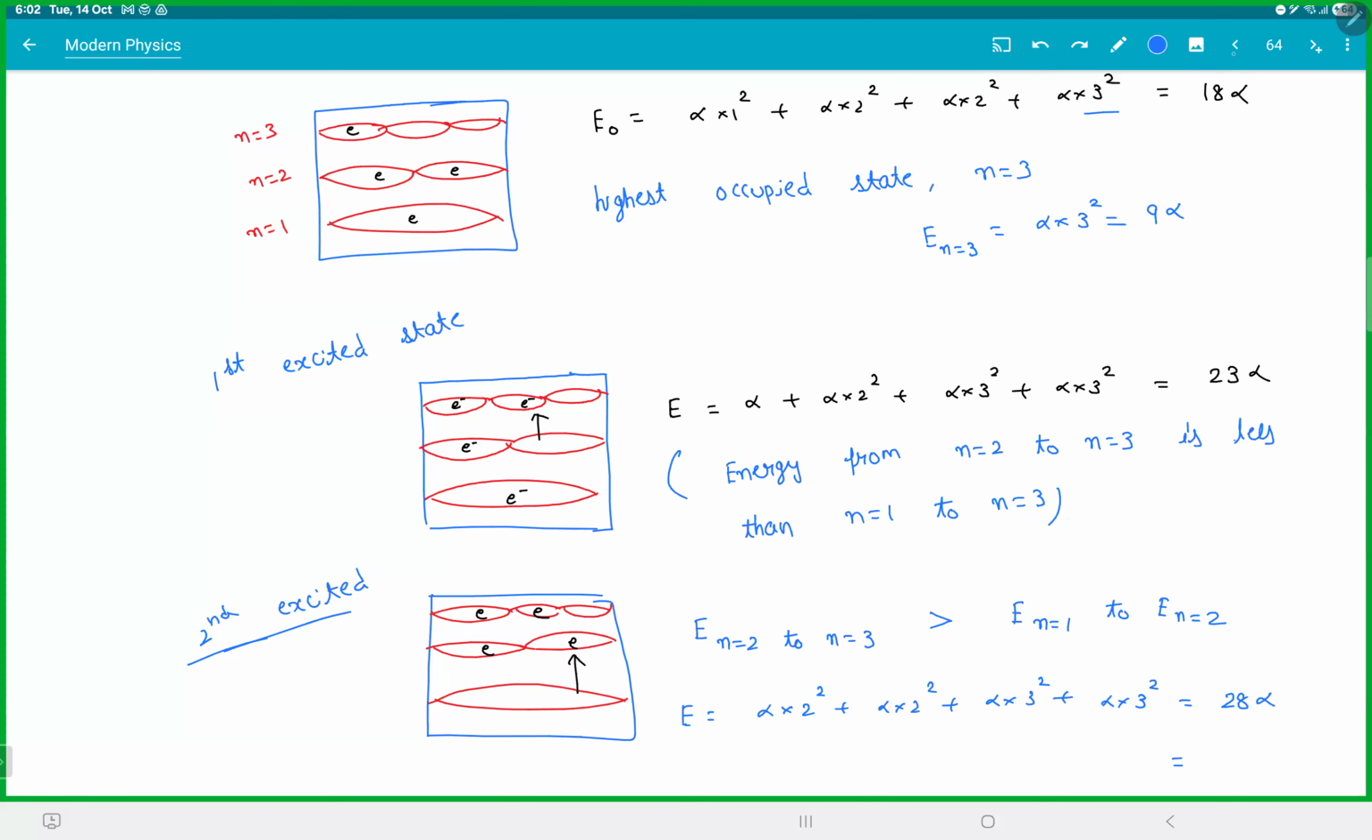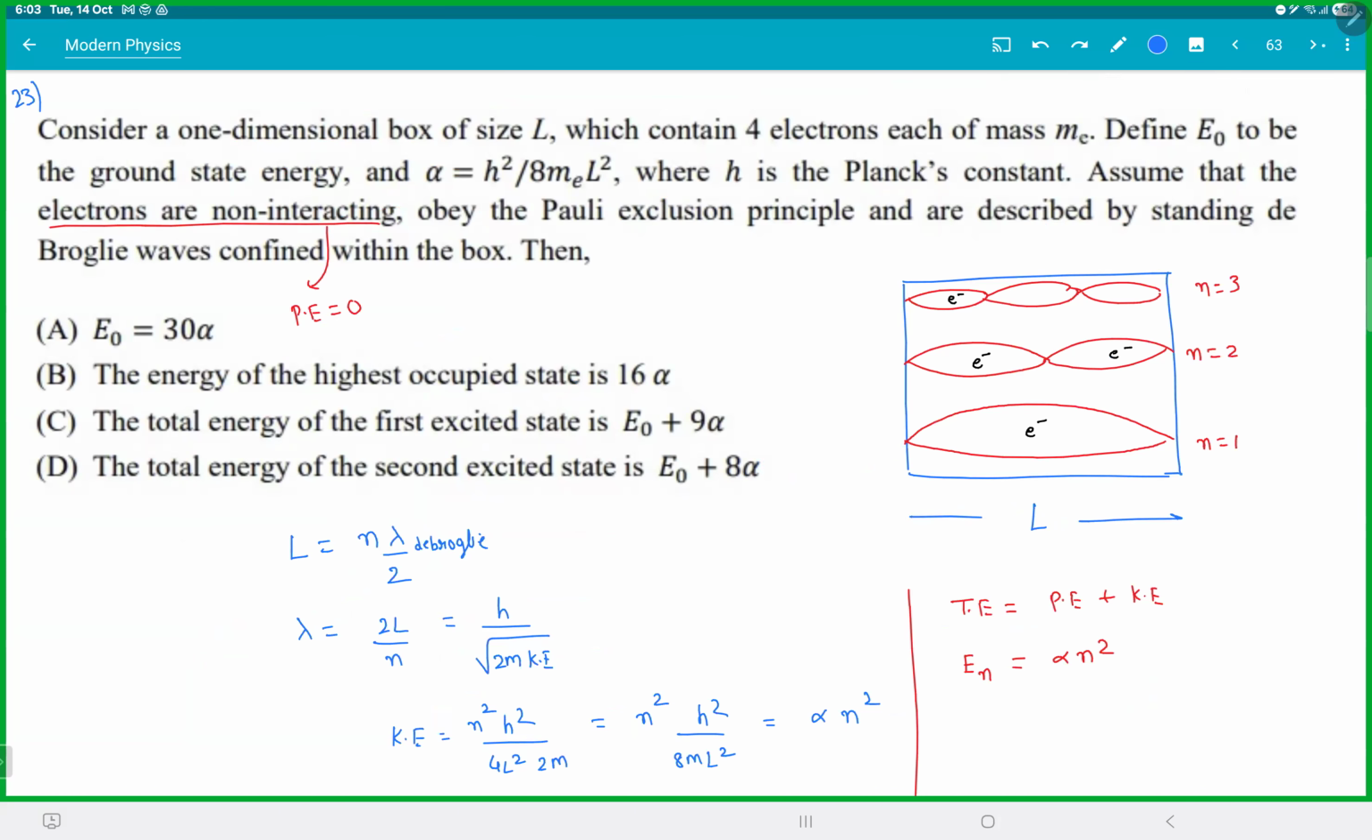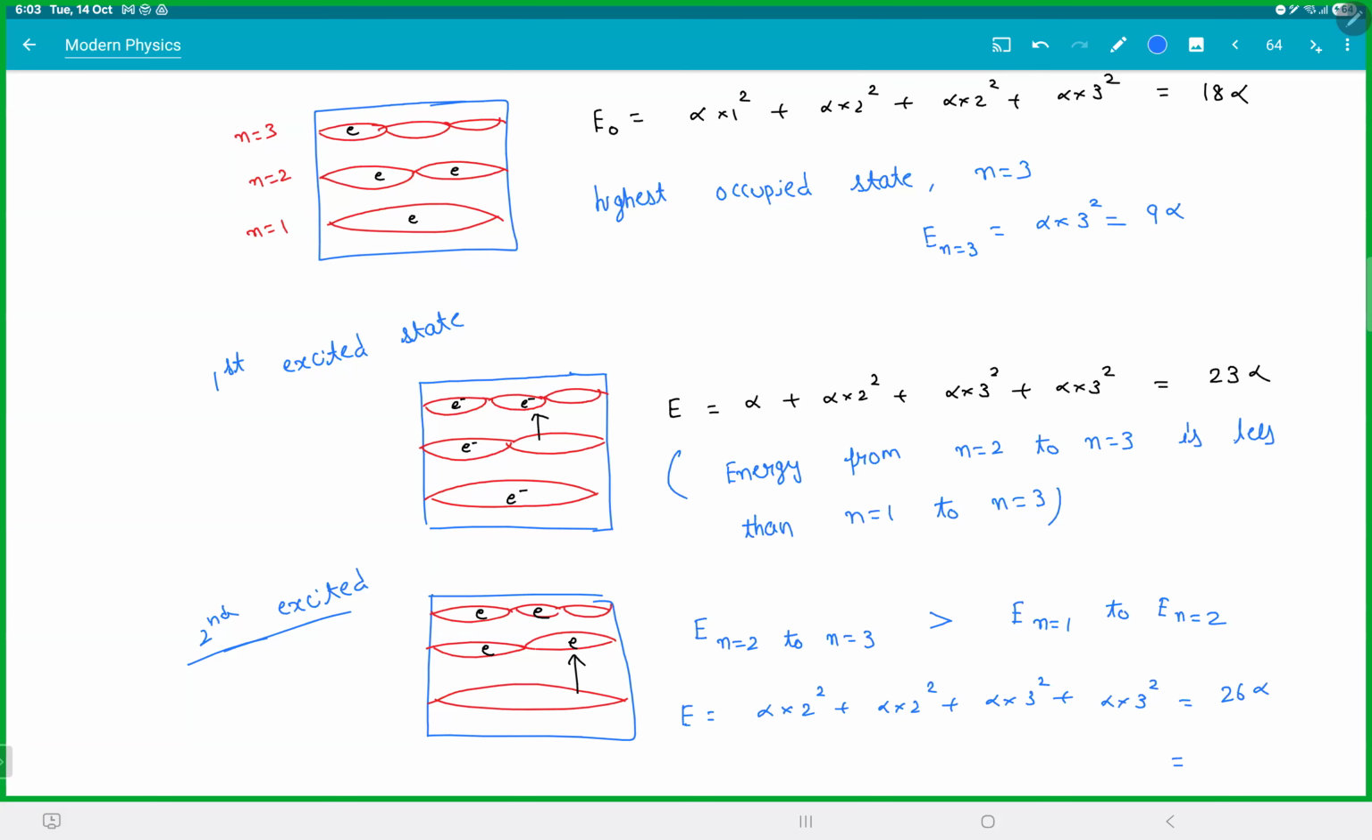4, 4, 8, 8 and 9. 26, na? Wait, how much is this? 26 alpha. Did I mess up something here? 4, 4.